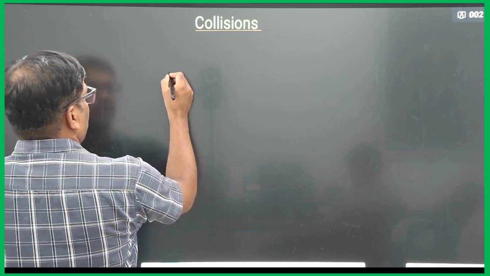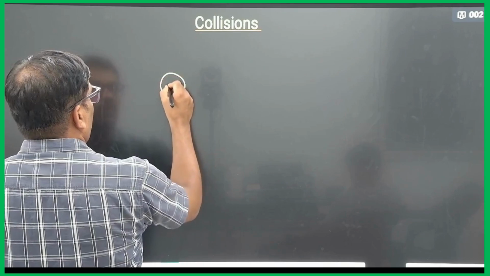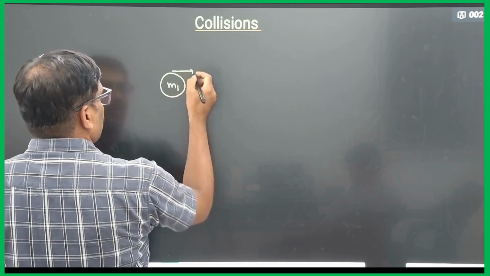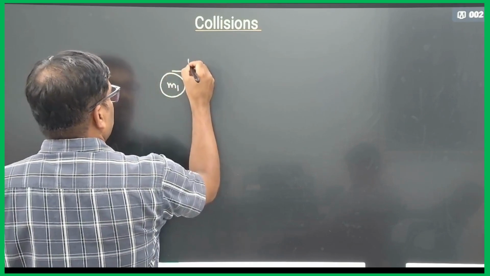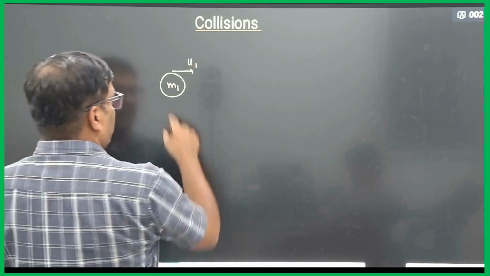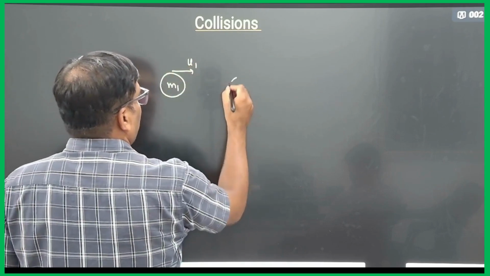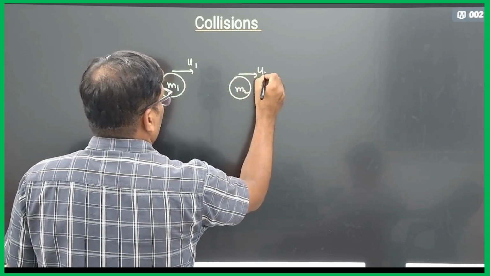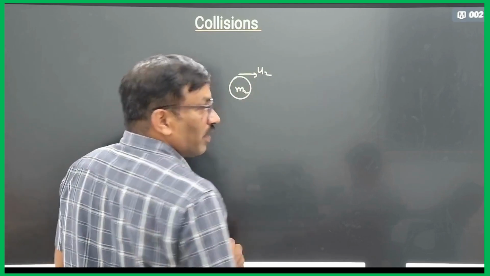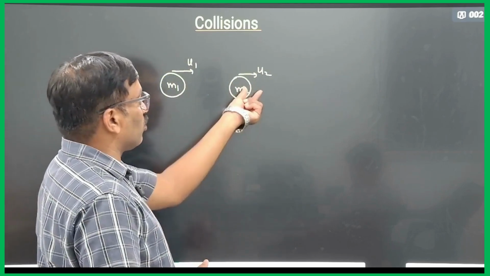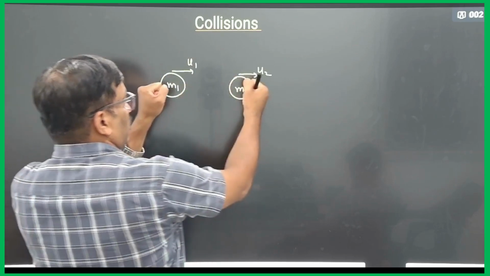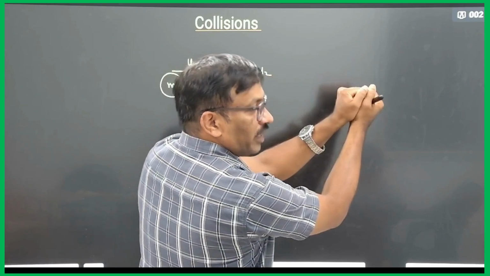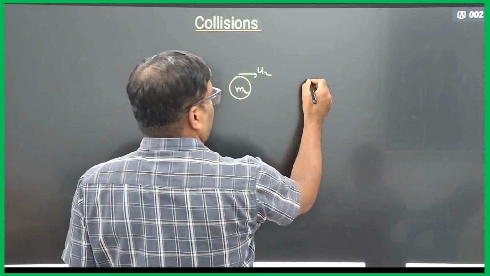Suppose let us take one object, like one ball. So assume that they are mostly rigid. Therefore, m1 is moving with u1 and one more ball is there, m2, also going with u2. Both are going in the same direction. If they are to collide, what will happen? This should go slowly, this should go faster. It will go and hit it.